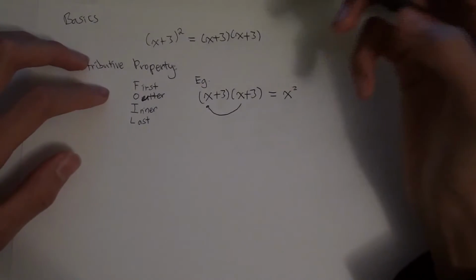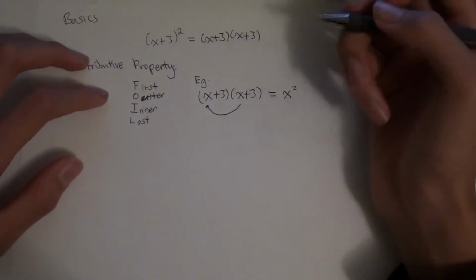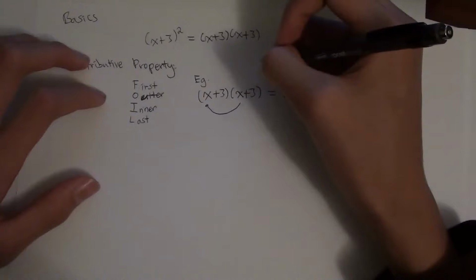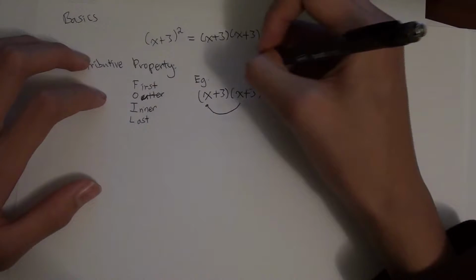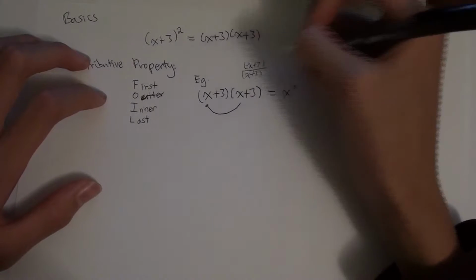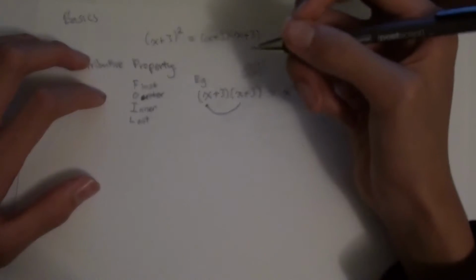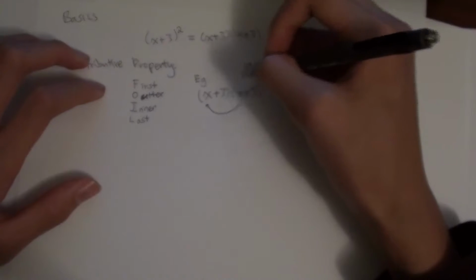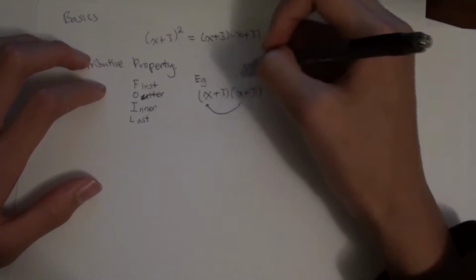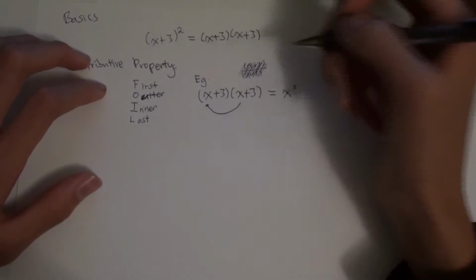Vice versa, this would also work for division, in which case, say you had x plus 3 over x plus 3, that would be quite similar, except you would be dividing. Just so I don't confuse any of you, I'm going to cross this out.